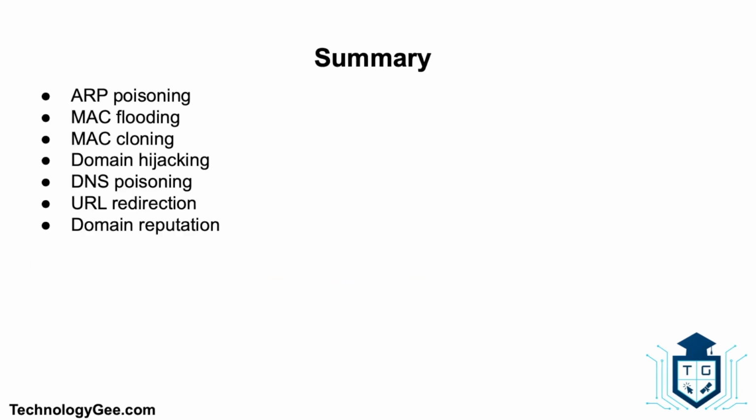All right, so in summary, we have talked about layer 2 attacks such as ARP poisoning, MAC flooding, and MAC cloning. We also talked about DNS attacks such as domain hijacking, DNS poisoning, URL redirection, and domain reputation.